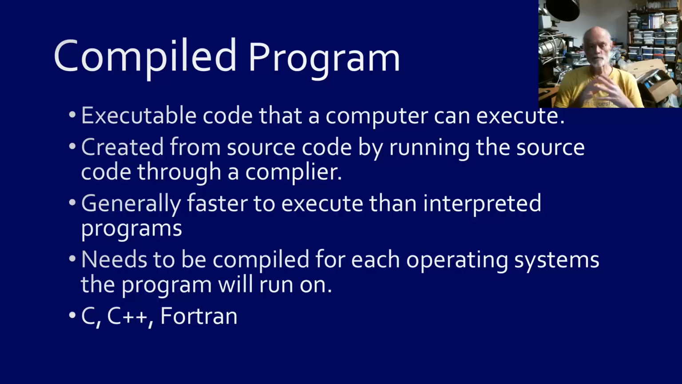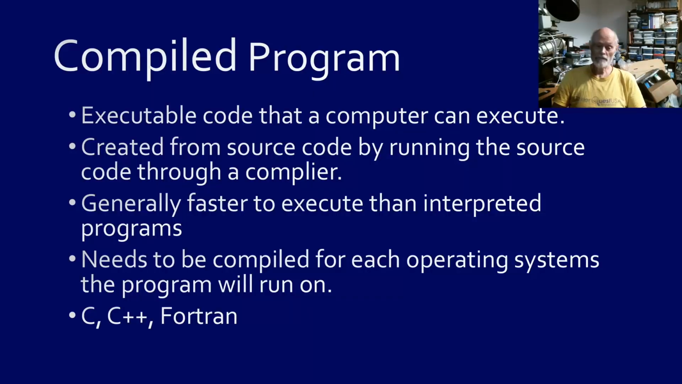Now, some programs are called compiled, and there we create executable code that's stored on disk, and we can run it as often as we want. We write the source code, we run it through a program called a compiler that converts it and creates a file that's stored on disk that's your executable code.